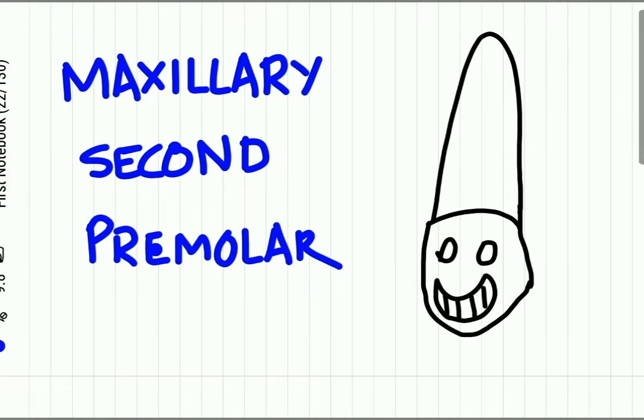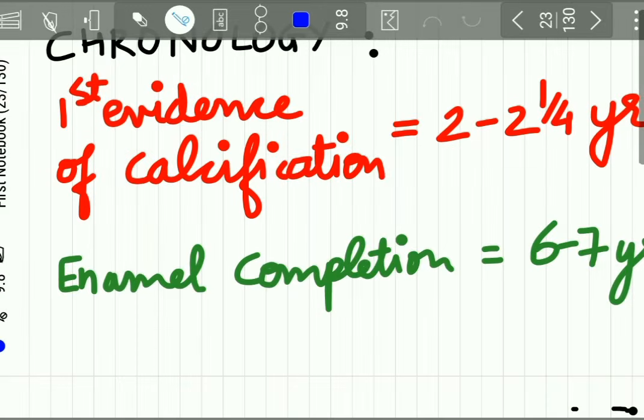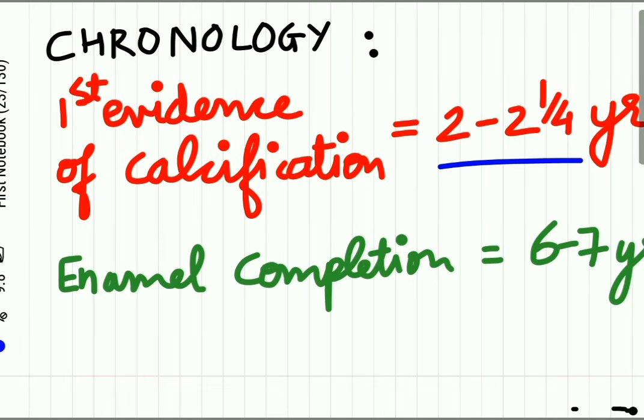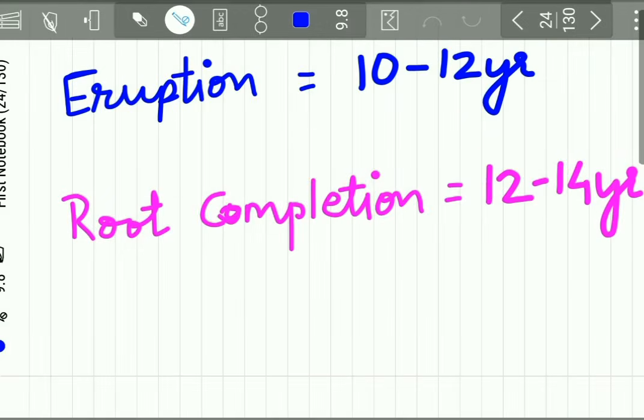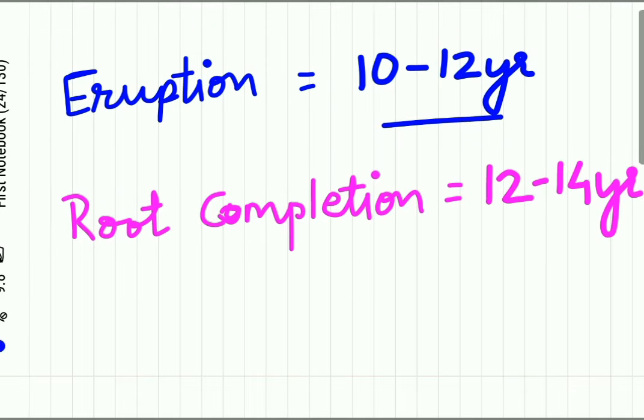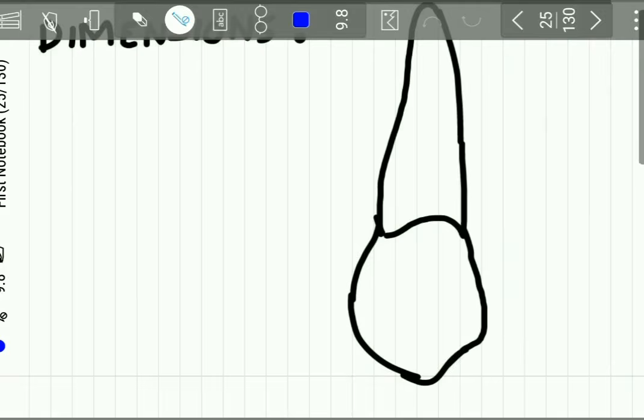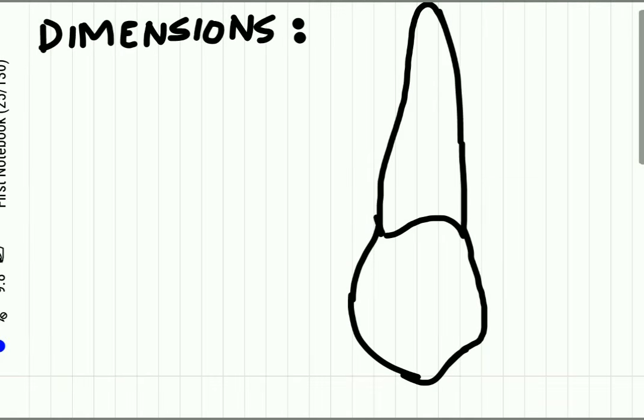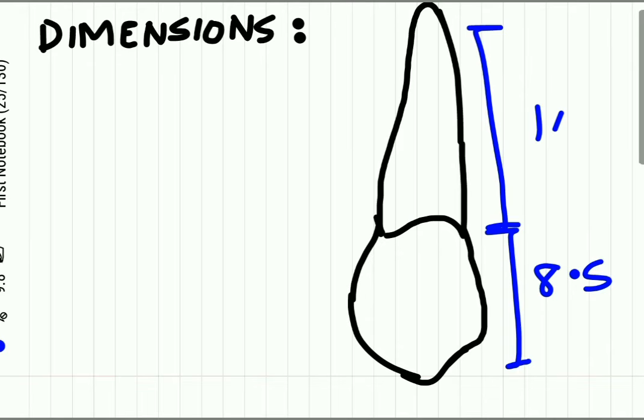Now talking about the maxillary second premolar. The first evidence of calcification of the maxillary second premolar is by 2 to 2.14 years. Enamel gets completed at 6 to 7 years. Eruption age of the tooth is 10 to 12 years while root is completed by 12 to 14 years. Talking about the dimensions, the cervico-incisal length of the crown is 8.5 mm. The length of the root is 14 mm. Mesiodistal diameter of the crown maximum is 7 mm, while at the cervix it is 5 mm.